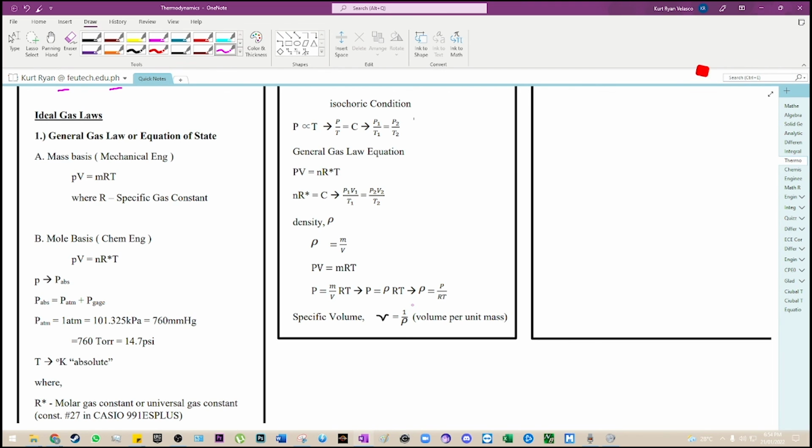or rho is equal to P over RT. And we also have the specific volume, which is just very easy. Specific volume is just the reciprocal of the rho, or the volume density. Okay, with that, let's move on to some examples.